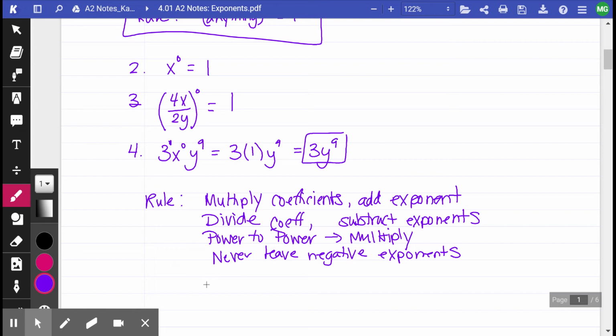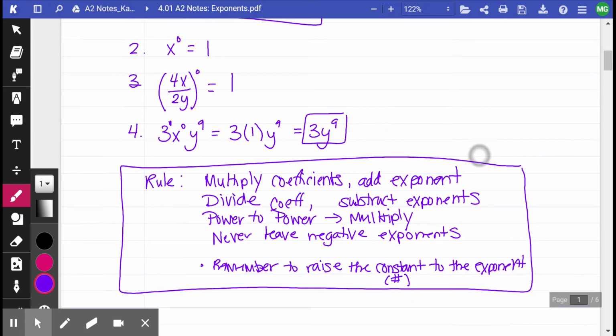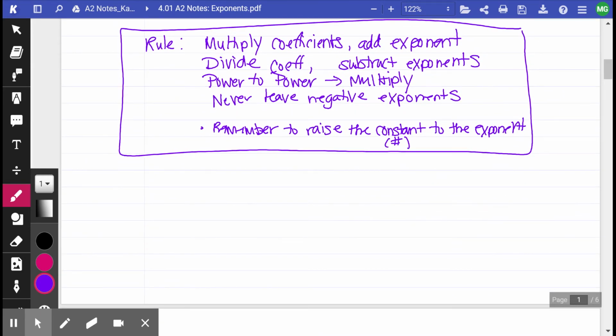And something that's important to remember that a lot of students forget is always remember to raise your coefficient, that constant, the number in the front. So a constant, remember, is just a number, to the exponent as well, if it's inside the parentheses. And a lot of students forget to do that. Okay, so just some important rules to remember.